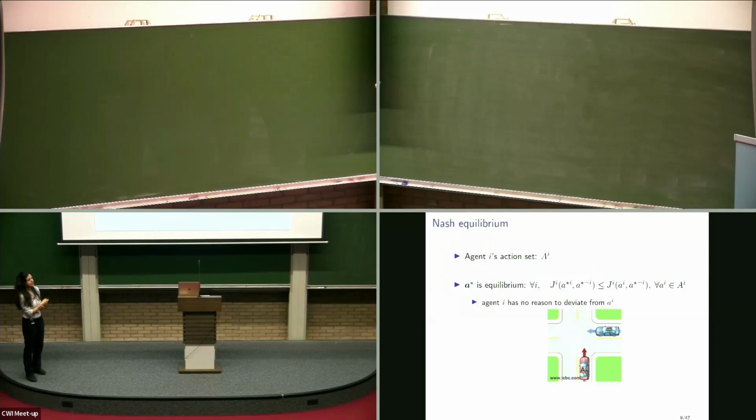In a multi-agent setting, again, we can say that agent i's action set is A_i, and we say that a joint strategy a star is an equilibrium if each player is minimizing her cost given the actions of the others. So a star i is the minimizer of J_i given others have fixed their actions at a star negative i. It means that it's an equilibrium in the sense that no agent has an incentive to unilaterally deviate from this choice.